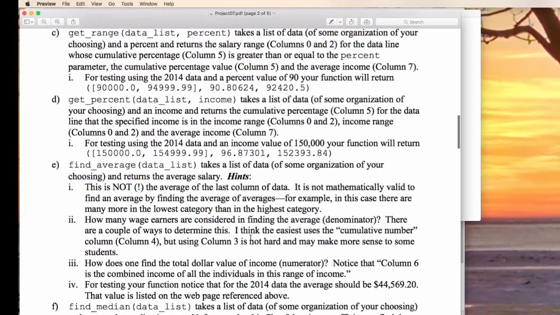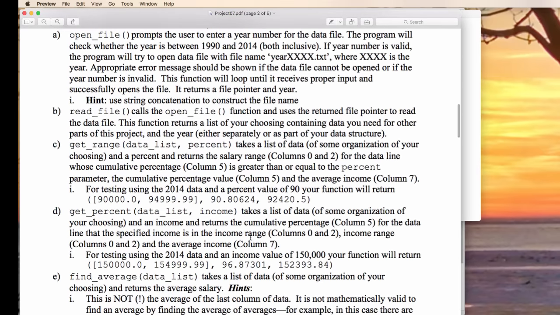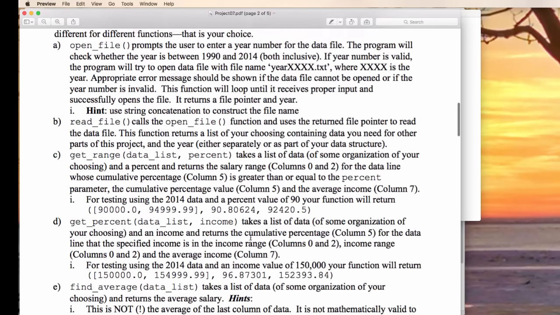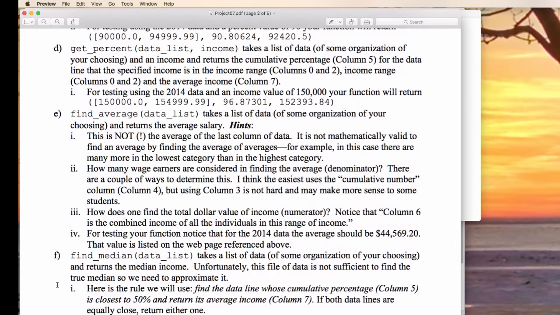In gory details, I specify a lot of functions. Yes, you do have to have these functions, and yes, they have to do it. Just like I say, I give some hints in there, and I also give you some testing. So if you use the 2014 data and a value of 90 for this particular function, this is the information that will be returned, so you can test your function out. Similar with get percent. I've done that to hopefully give you a chance to better test your data.